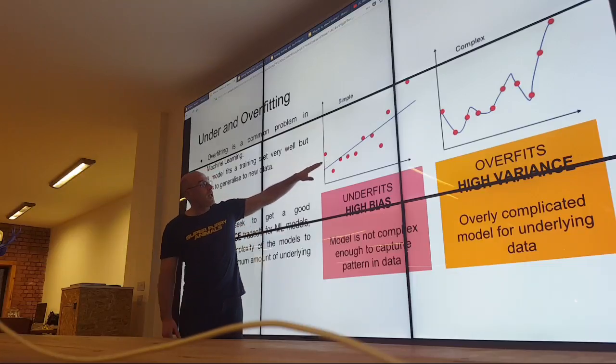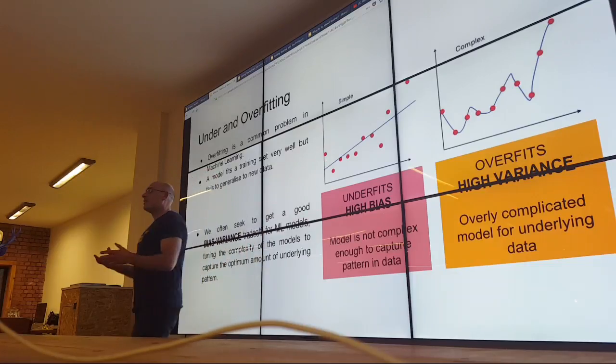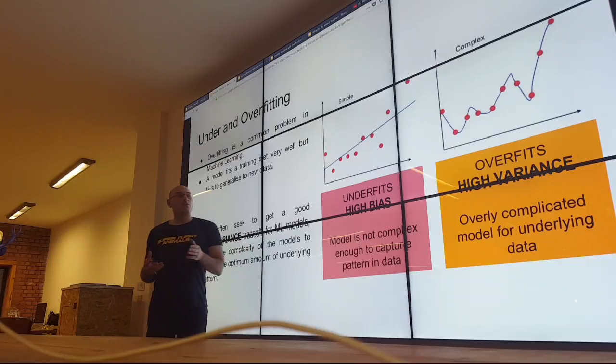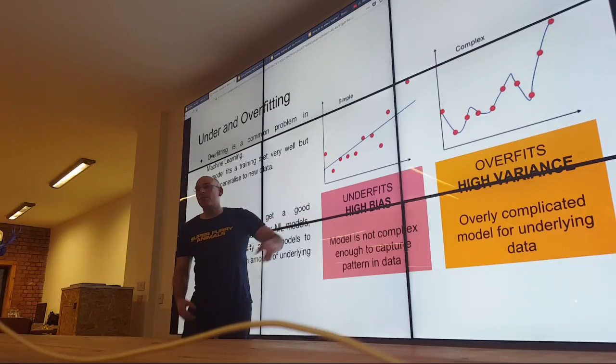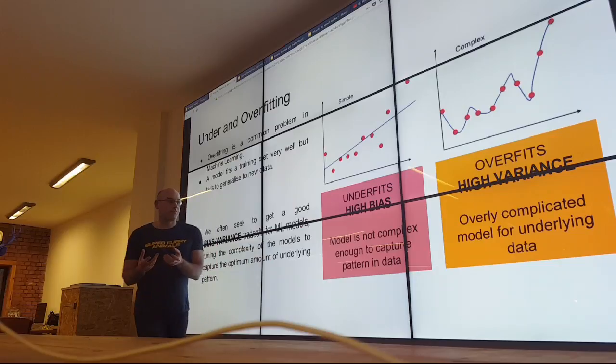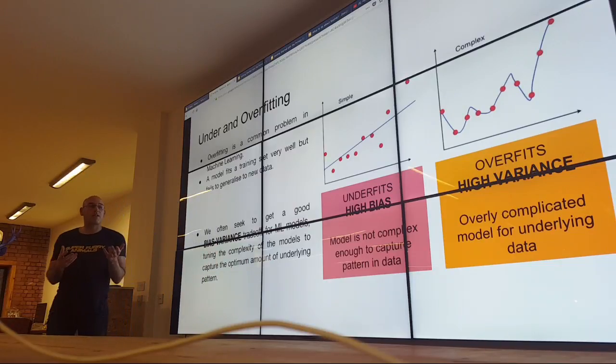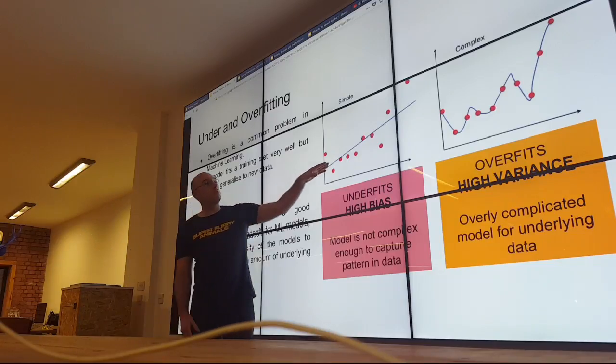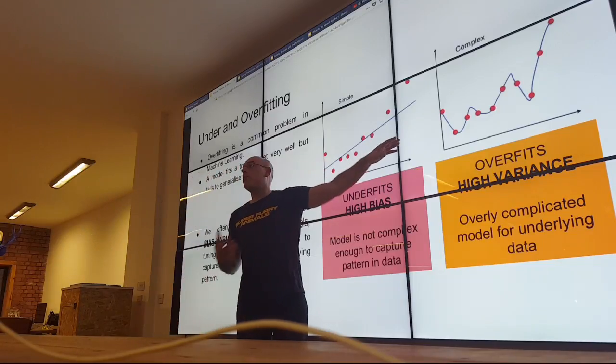So this simple model here, we say it underfits the data. It's a little bit too simple. And sometimes we say that's got high bias. So the model isn't complex enough to capture the pattern within the data. So it's too simple. Well, over here, we're too complex.